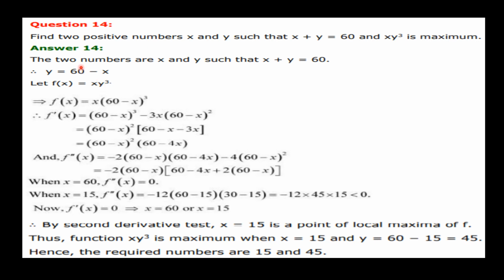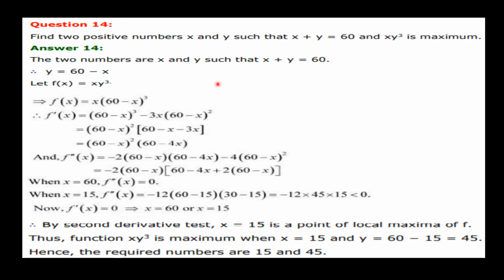Understood this question, my dear children? Right. The two numbers are x and y such that x plus y is equal to 60. We wrote the given data here. Understood this step, my dear children? Right. From this equation, we found the value of y. Then what is the value of y? y is equal to 60 minus x. Understood, my dear children? This is the step.